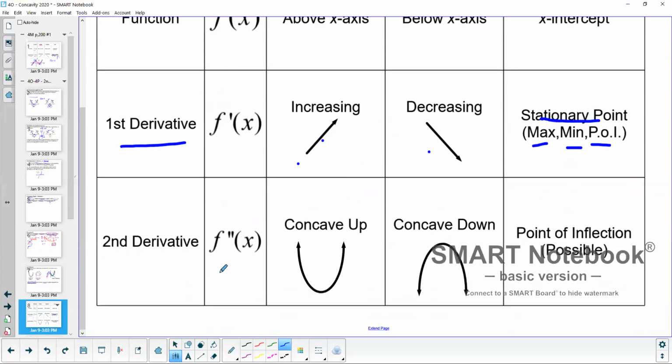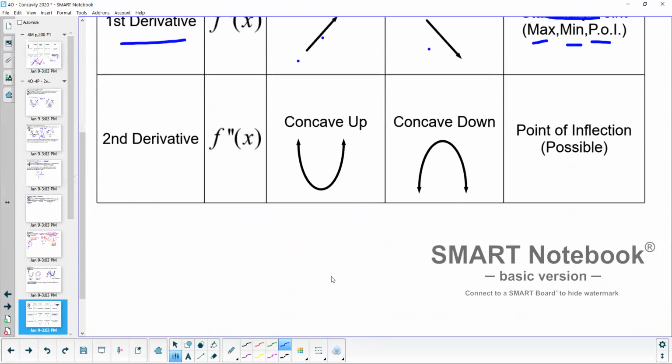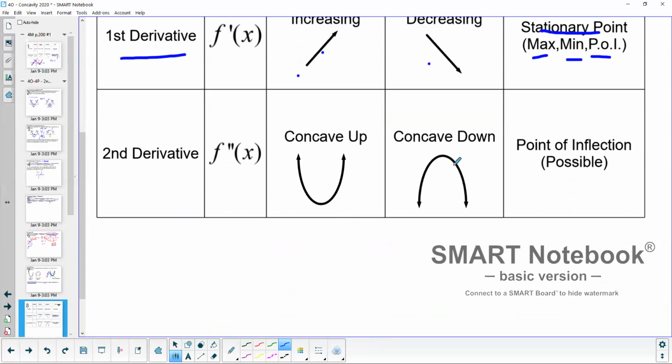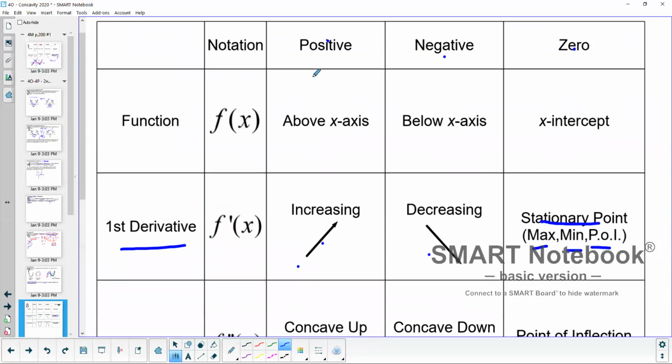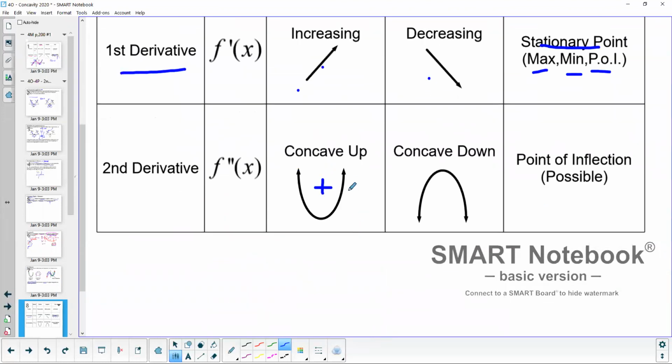And so what the second derivative tells you is it actually tells you whether a graph is concave up or concave down. And so if a second derivative is positive, we know that it's concave up. If the second derivative is negative, it's concave down. And if the second derivative is equal to 0, we know it is a possible point of inflection, knowing that a point of inflection only occurs when it transitions from concave up to concave down, or concave down to concave up.